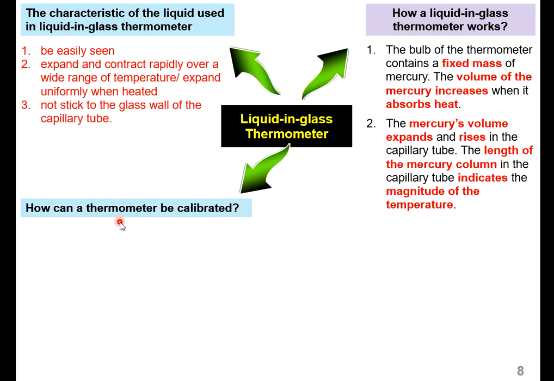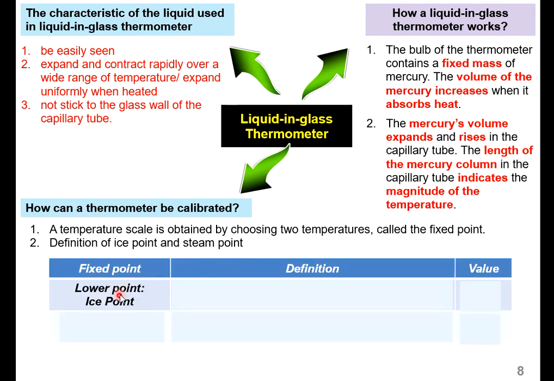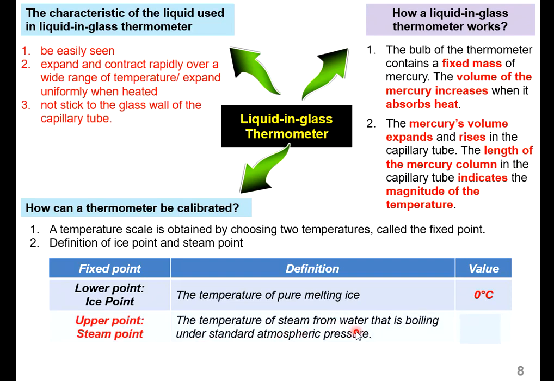How do we calibrate a thermometer? Alright, a temperature scale is obtained by choosing two temperatures called the fixed points. Normally the fixed points that we use, because we know their temperatures, are the ice point and the steam point. The lower fixed point, the ice point, is defined as the temperature of pure melting ice, with a value of 0 degrees Celsius. The upper point is the steam point, which is the temperature of steam from water that is boiling under standard atmospheric pressure, with a value of 100 degrees Celsius.